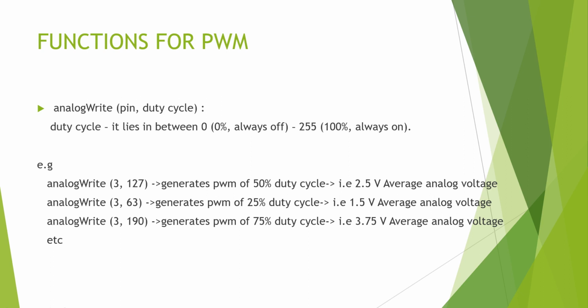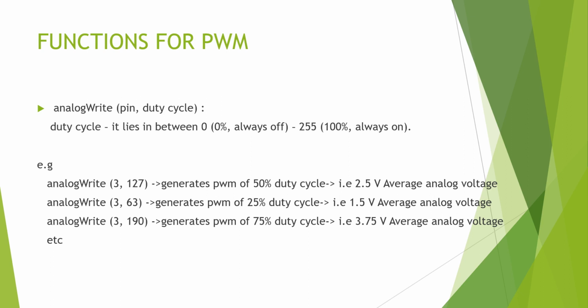Once again, this is not a constant voltage, because it is generated by changing the on and off state. But overall I am getting the average voltage, so how much? 2.5 volt. In the second case, if I supply 63, I will have a waveform of 25% duty cycle, which corresponds to 1.5 volt average analog voltage. In case of 190, it generates PWM of 75% duty cycle, that is near about 3.75 volt average analog voltage.